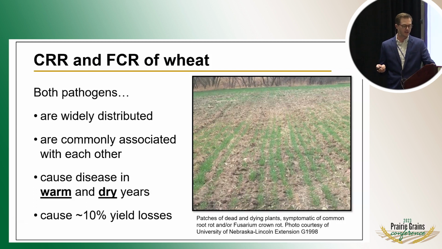And like I had mentioned, losses really result from thin stands and stunting and decreased tiller number. And yield losses are generally around 10%. It kind of goes unnoticed. But under severe conditions, you can have yield losses up to 30%.